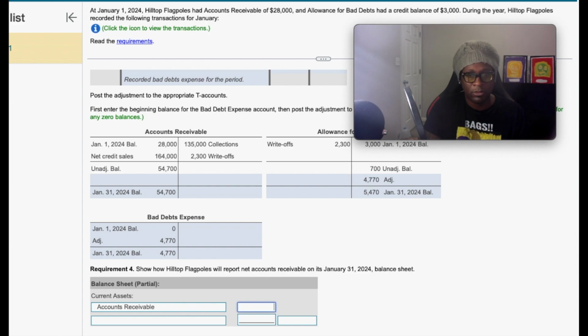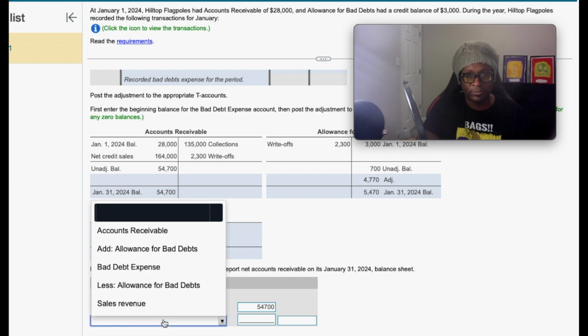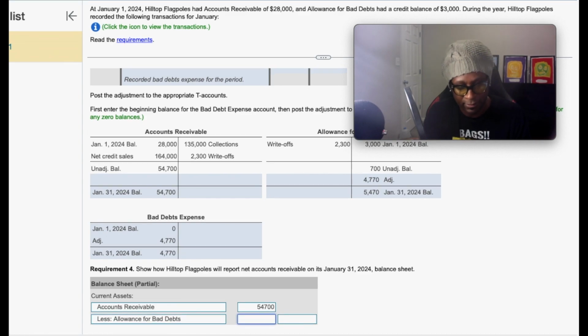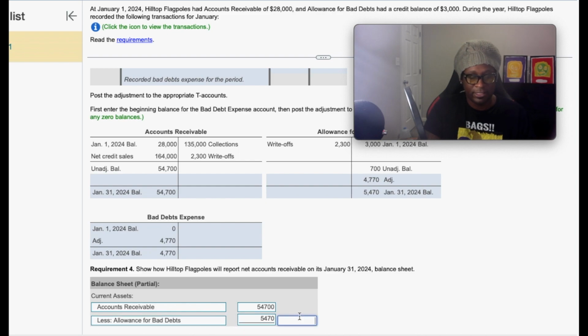Therefore, we're going to report our gross amount of accounts receivable, which happens to be $54,700, and subtract our allowance for bad debt ending balance of $5,470, which will give us a net realizable value of $49,230, gang. We're going to check our answer.